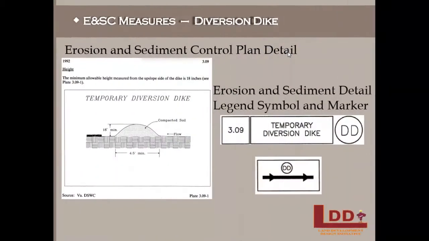Again, here's the erosion sediment control plan detail, legend symbol, and marker that is used for diversion dikes. It's important to familiarize yourself with these details, markers, and symbols as they are shown in all construction plans.